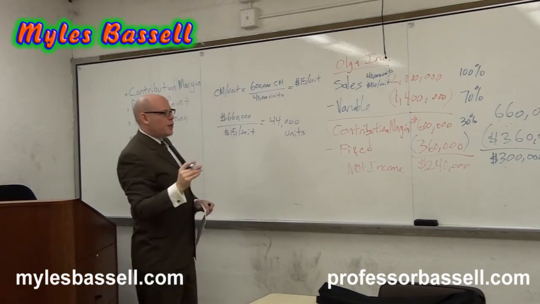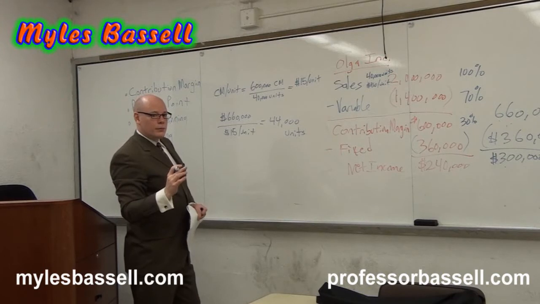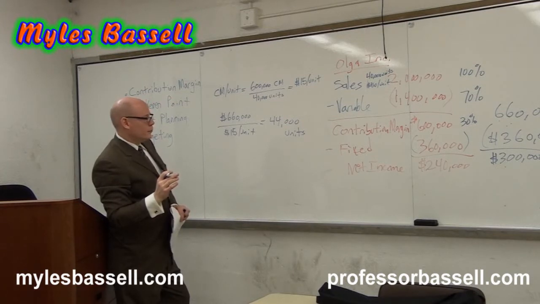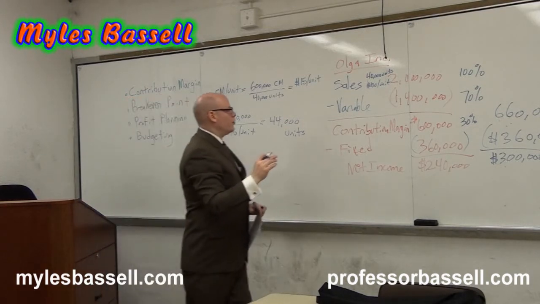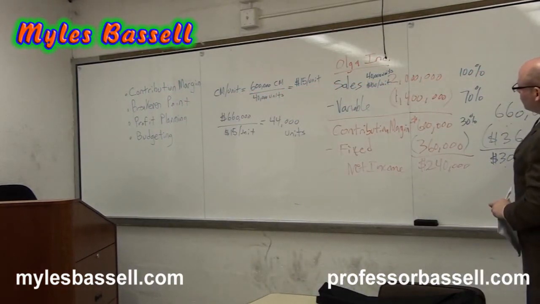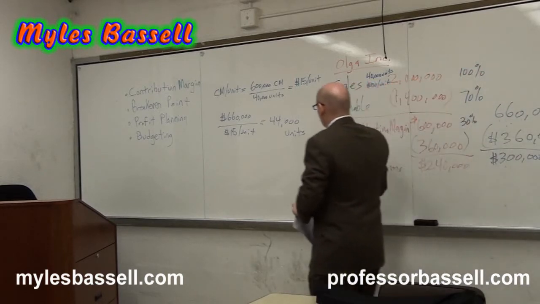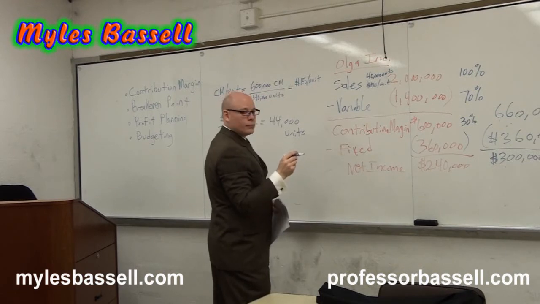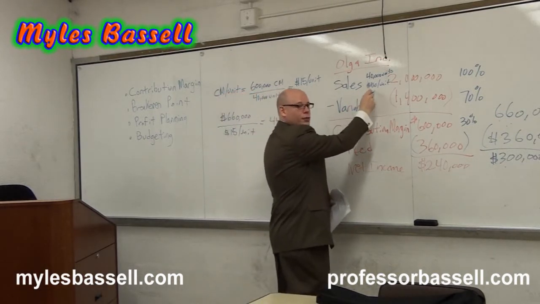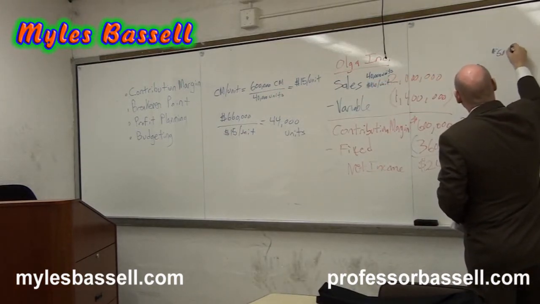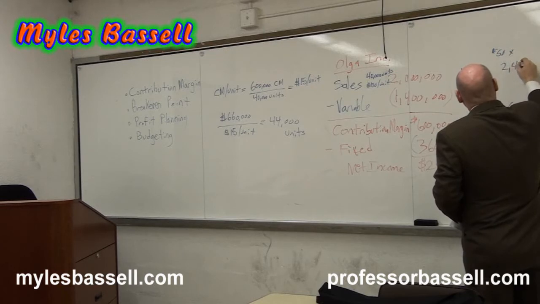Now if you want to find the variable expense per unit, we can divide 1,400,000 by 40,000, and then we'll get a price per unit. So the sales would be what? How do we calculate the sales? We divide 2 million by 40,000 units, which is $50, and then multiply it by 44,000 units.